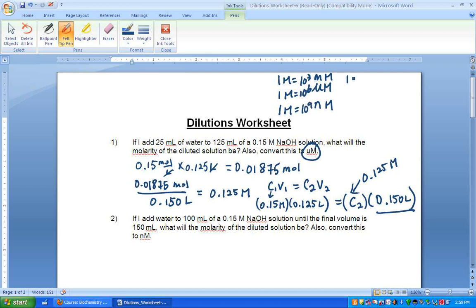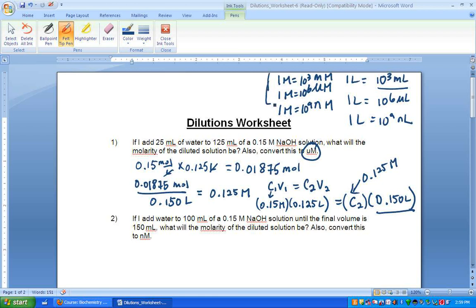And that also applies to the liter. So you already know that 1 liter is equal to 10 to the 3 milliliter. You've used this a lot in SI chemistry. 1 liter is also 10 to the 6th microliter, and 1 liter is 10 to the 9th nanoliter.